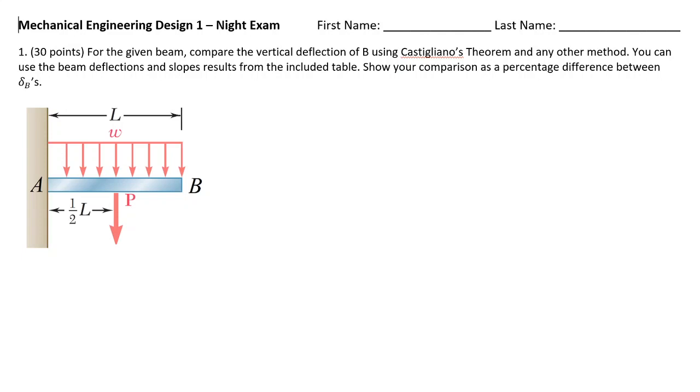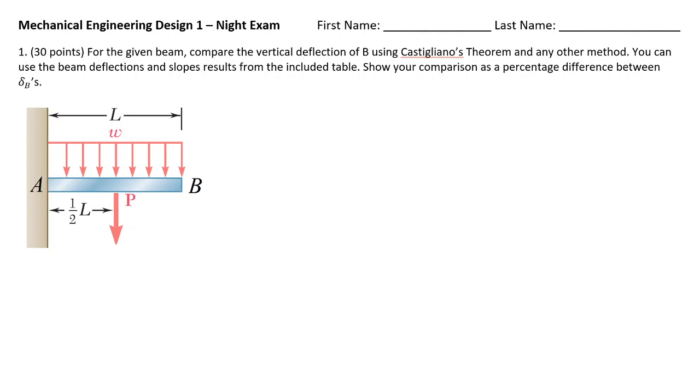Right, so for the first problem, I have a beam AB under a distributed load W and a point load P at the center of it going down, both of them. I want to find the deflection at B using Castigliano's theorem and comparing it with any other method.